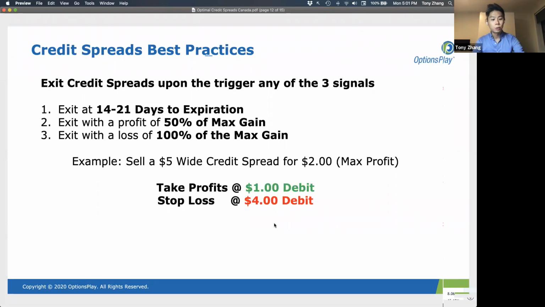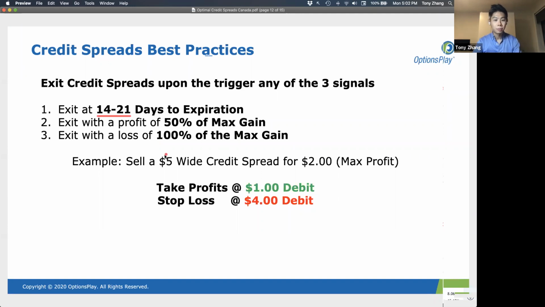The first one is if you reach 14 to 21 days to expiration, so 2 to 3 weeks from expiration. If the credit spread reaches 2 to 3 weeks from expiration, it's time to get out, meaning this is not the type of trade that you want to hold into expiration. The second trigger is if you make 50% of the max gain. I'll walk you through an example of this, but if you make 50% of the max gain, that's your second trigger to get out. And the last trigger to get out is if you lose 100% of the max gain.